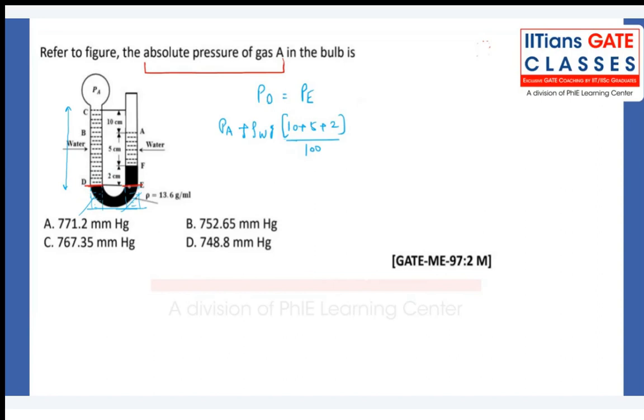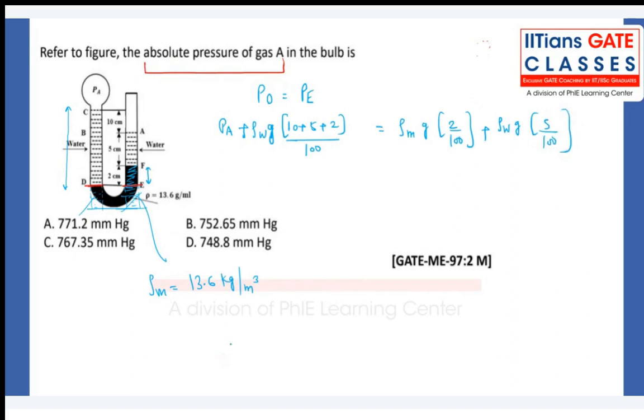Now, what is the density of this black color which is being shown? The density of the mercury is given as 13.6 gram per milliliter. So you can convert it to kilogram per meter cube, right? Now, rho m into g into this height, that is what we have taken, and that has to be equal to whatever the height of this liquid is. What is the black color there? Rho m g into the height of that particular fluid, 2 centimeter, 2 divided by 100. Plus, further we move, what can we write? Pressure at this point, point E: rho of water g into height. What is that height? Once again, 5 centimeters, so divided by 100.